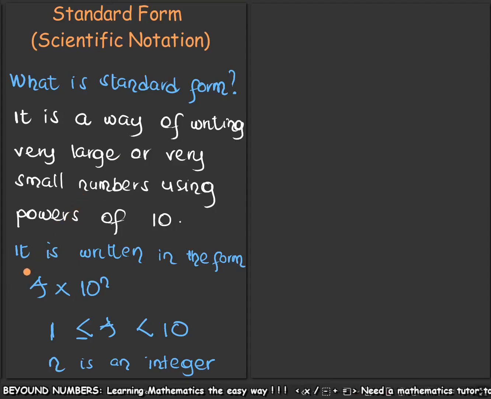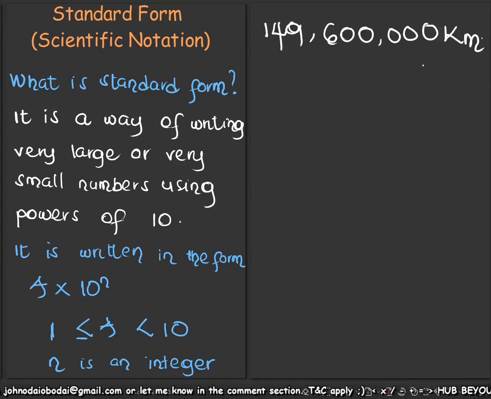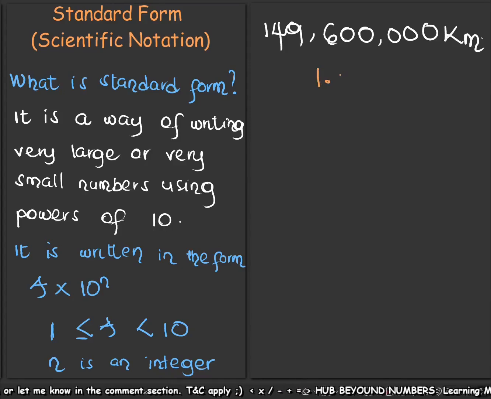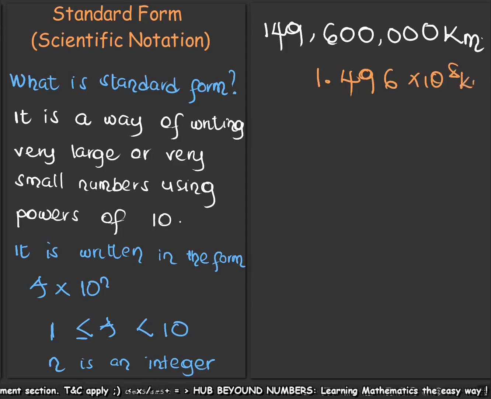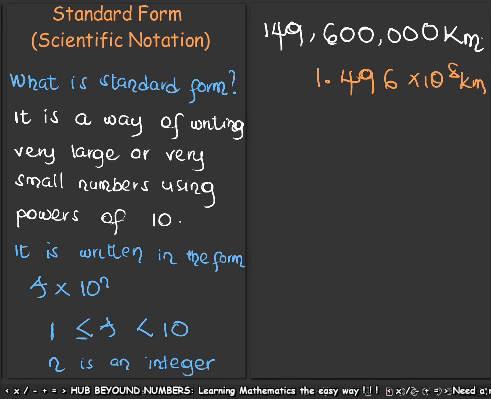Examples of when to use standard form is when you are quoting the distance from the earth to the sun. Now we know the distance from the earth to the sun is around 149,600,000 kilometers. You see this over here, which is very big. So in standard form, you can just write it as 1.496 times 10 to the power 8. You see how simple this looks. So this is where we use the standard form. This and many others we will see as we proceed.